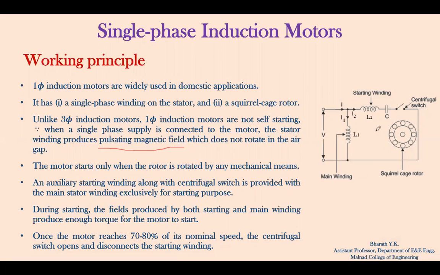So an auxiliary winding or starting winding along with centrifugal switch is provided with the main stator winding exclusively for starting purpose. During starting, the fields produced by the starting winding and the running winding produce enough torque for the motor to start. Once the motor reaches 70 to 80% of its nominal speed, the centrifugal switch opens and disconnects the starting winding.